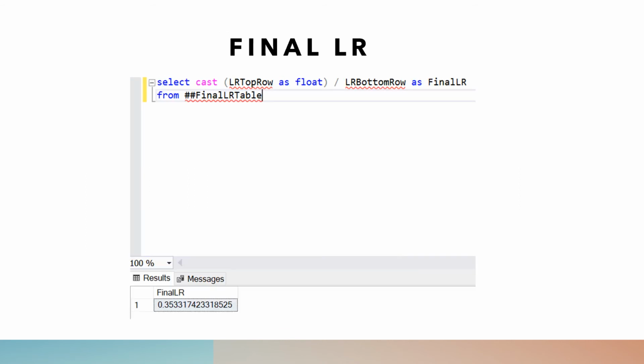So here we have our final likelihood ratio value. We're going to get this by utilizing the previous table and the top row and bottom row values into the double hashtag final LR table. The way we do this is we're going to cast the top row as a float and divide by the bottom row and get the result of 0.353 for our likelihood ratio.